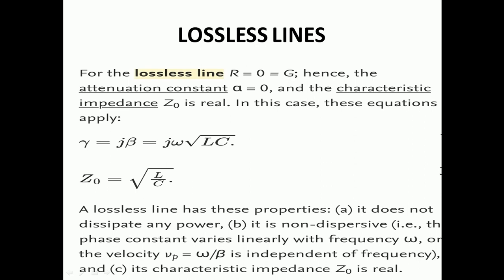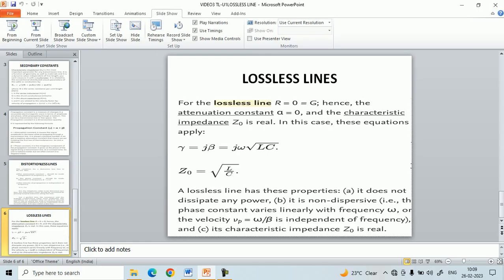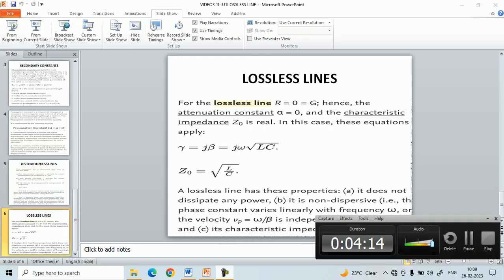So what are the properties of a lossless line? It does not dissipate any power, it is not dispersive. Also, the characteristic impedance Z0 is real. So with this analysis, we define the condition of a lossless and distortionless line.